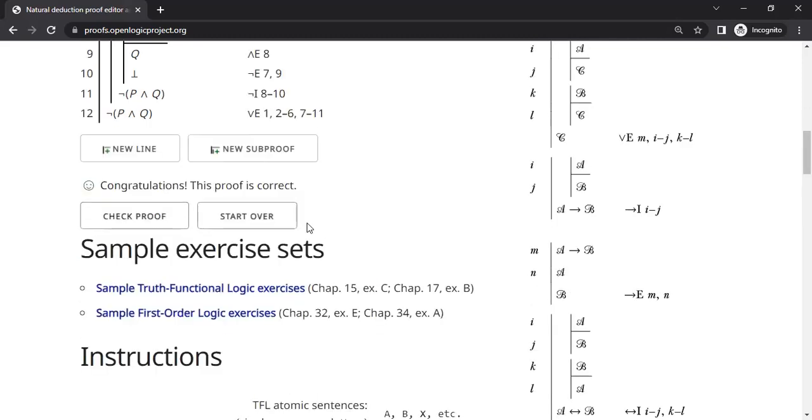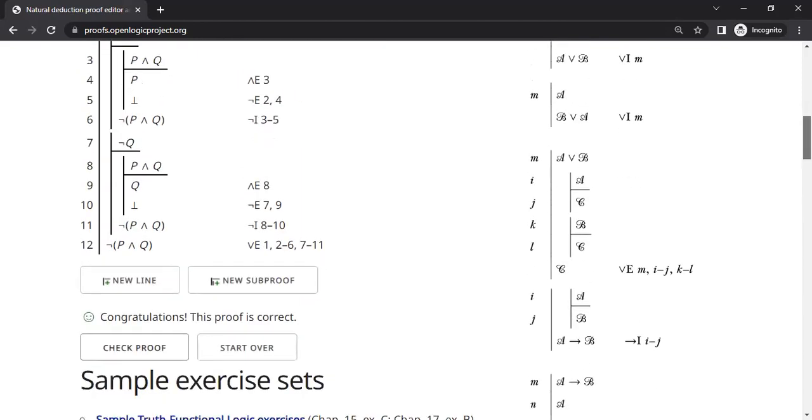All right, I think we are done. Congratulations, the proof is correct. That's basically it.